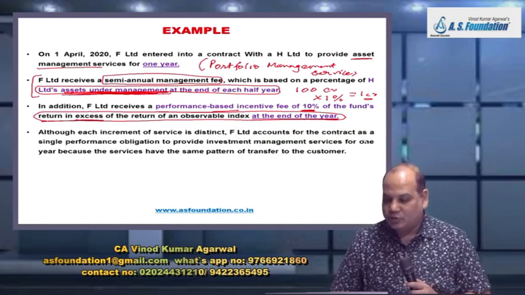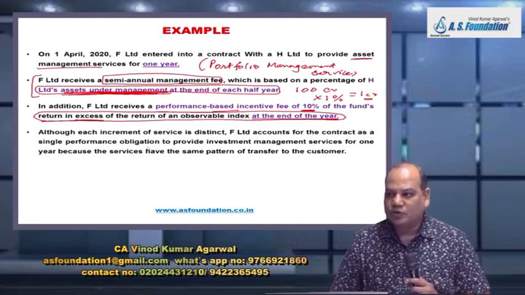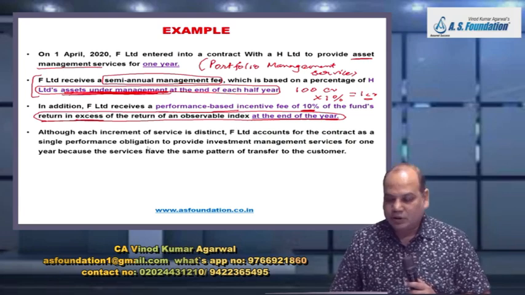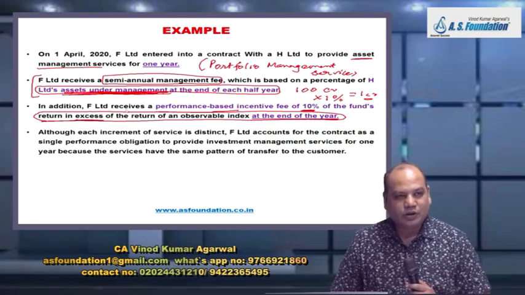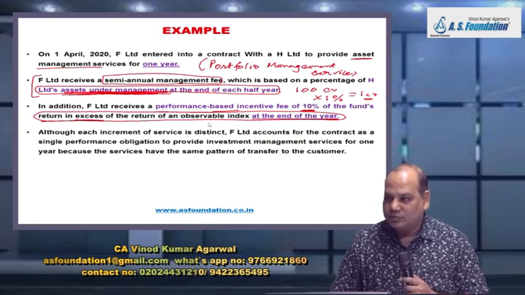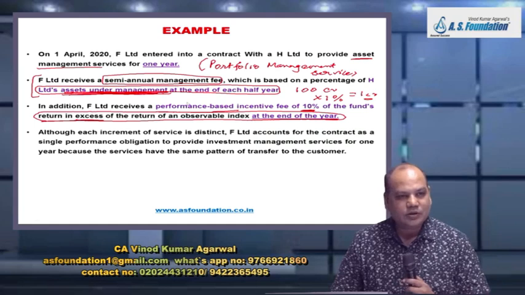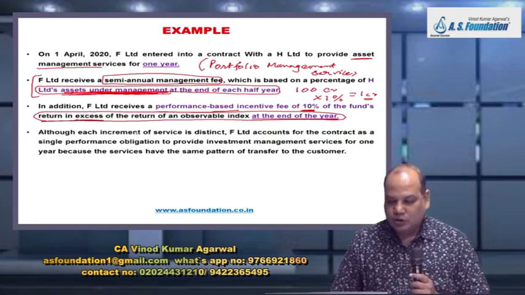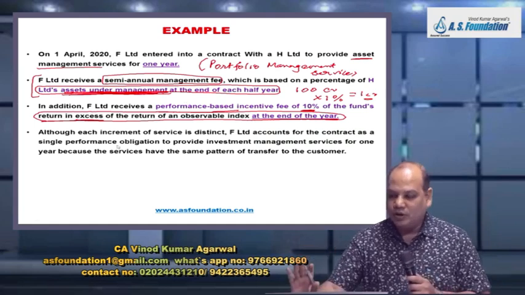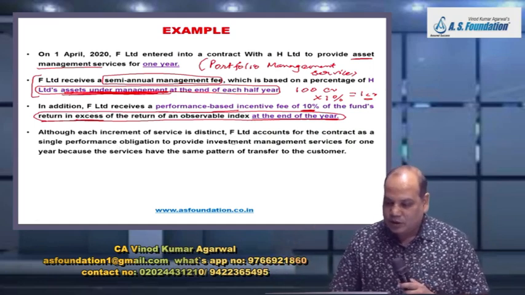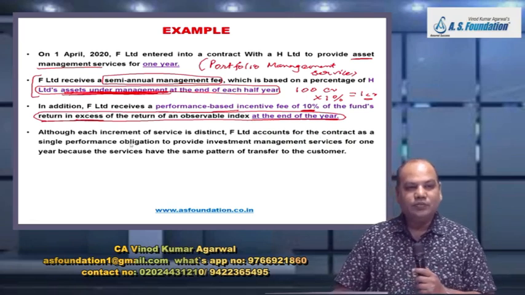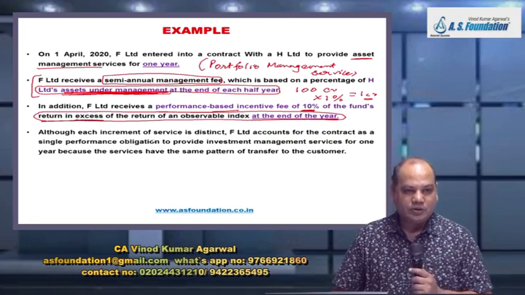F Limited accounts for the contract as a single performance obligation. But the way you are going to provide the services will not be different. Ultimately, you are going to manage the asset which will give you return only. Is it possible to differentiate these two obligations? No. Because in both cases, you are rendering the service of investment management. So F Limited will account for the contract as a single performance obligation.